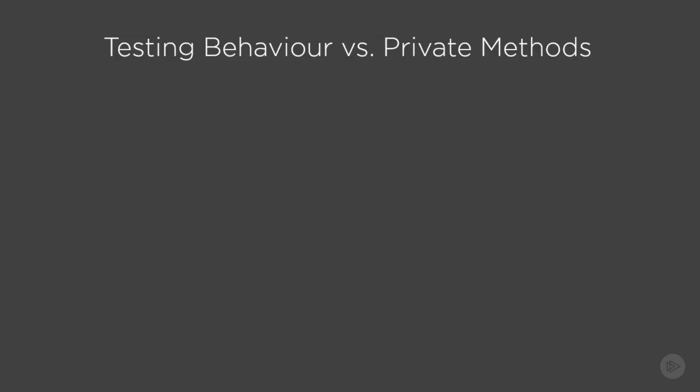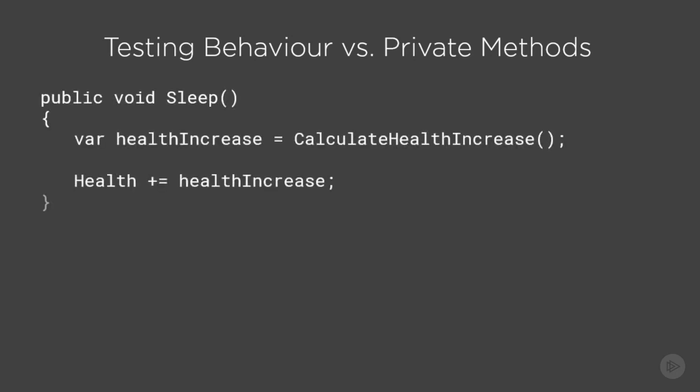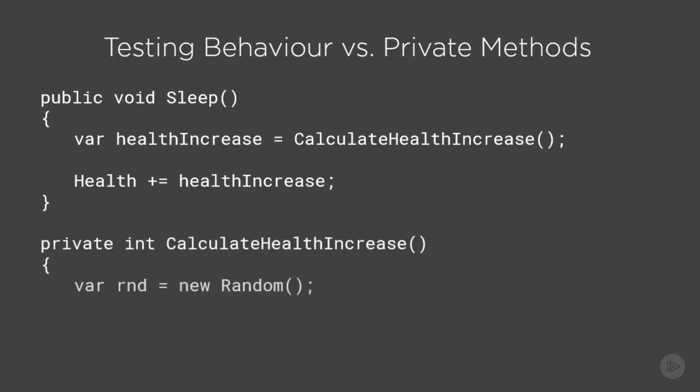One thing to bear in mind when creating tests is to focus on testing the behavior of the class rather than the internal implementation, for example, the private methods. So for example, say we have this sleep method here, and this method belongs to a player character class that represents a player character in a role-playing video game. This sleep method allows the player character to regenerate some health, and it does this by calling the calculate health increase method. This method just increases the health by a random amount.